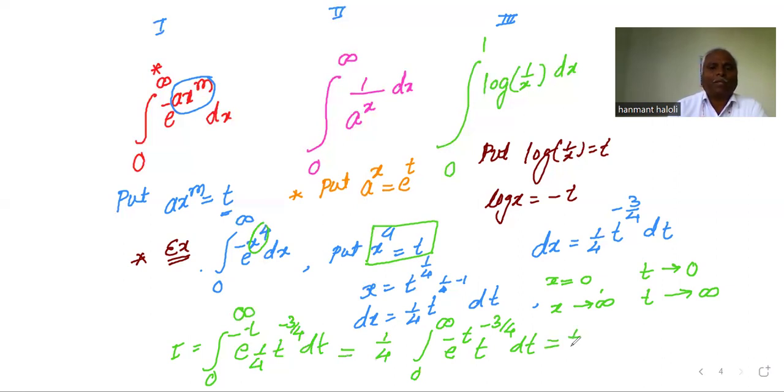This is a standard form of the gamma function. 1 by 4 as it is, gamma of whatever power of t there is, that power plus 1, that is gamma of minus 3 by 4 plus 1, which is 1 by 4 into gamma 1 by 4, or 1 by 4 into gamma 4. Like that, for any such integral, you can use this standard substitution method, and the integral will be converted into standard form.